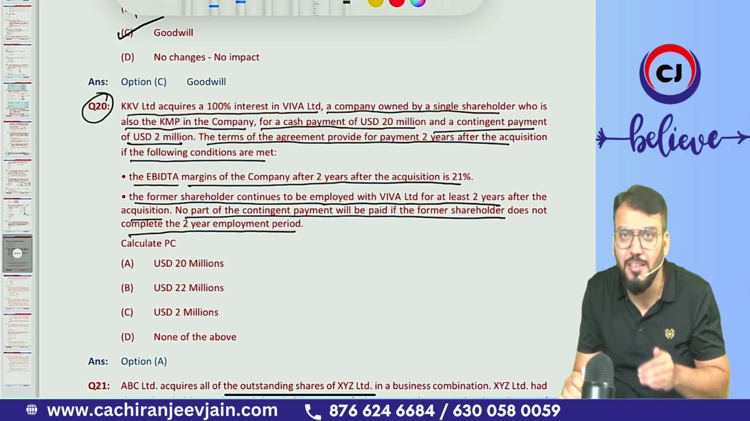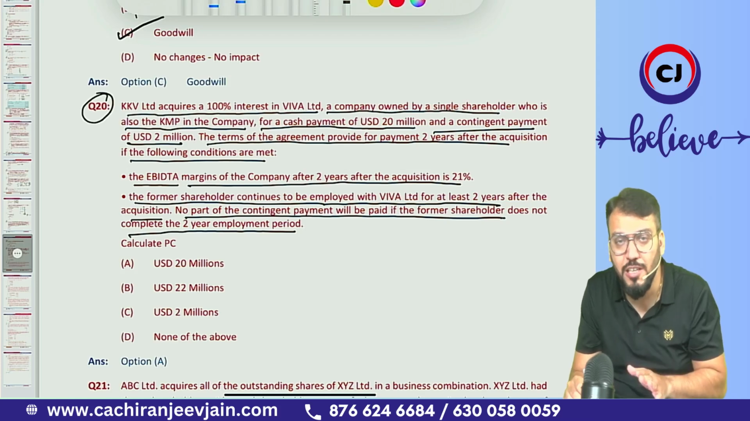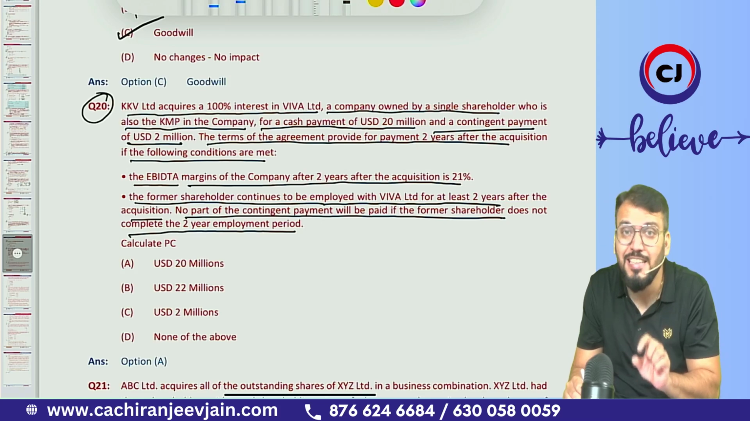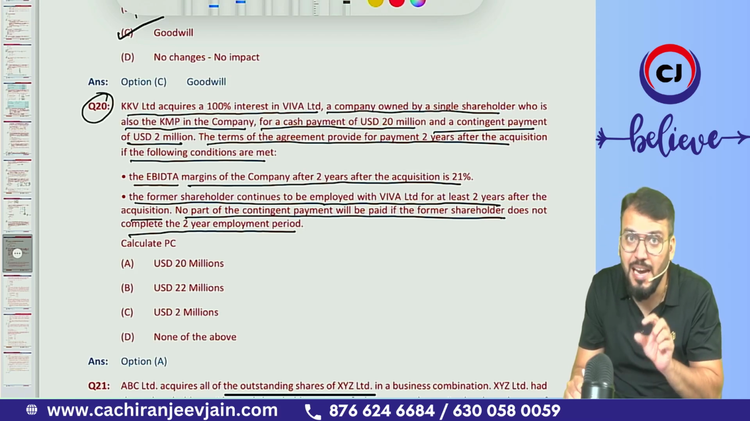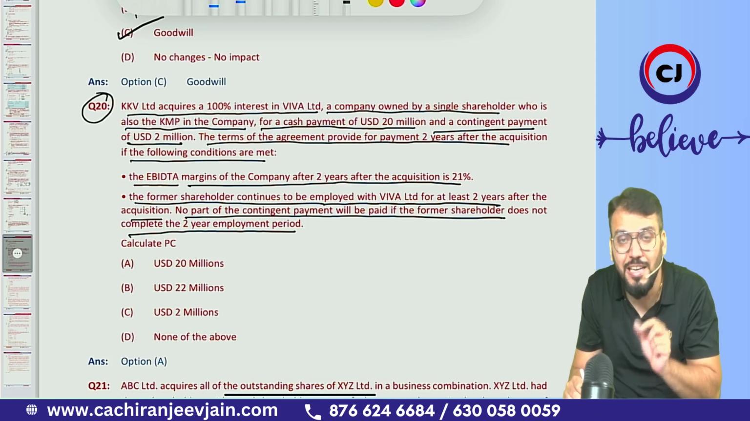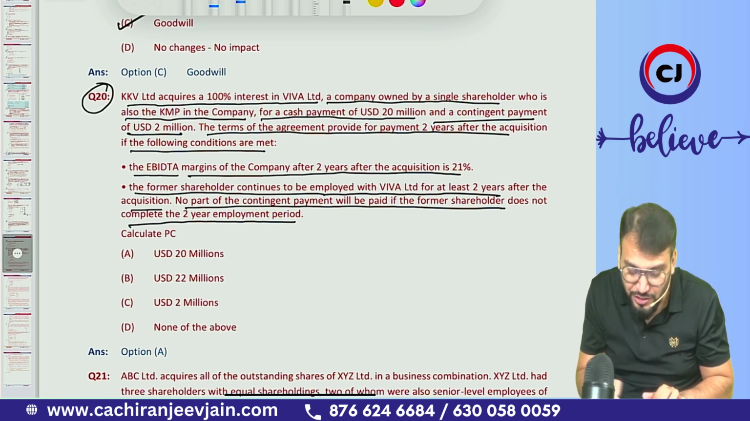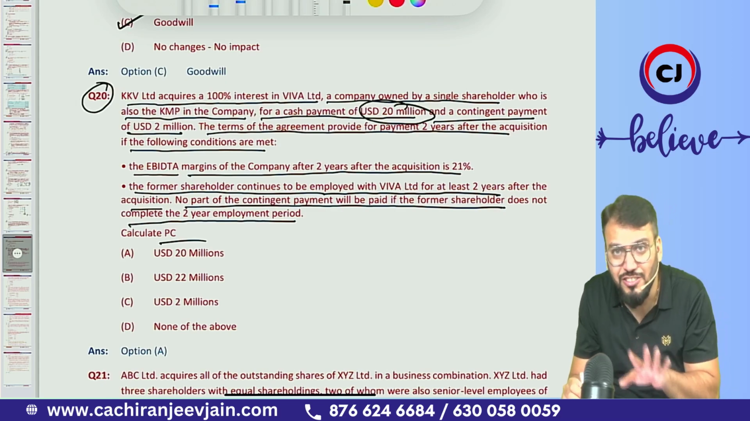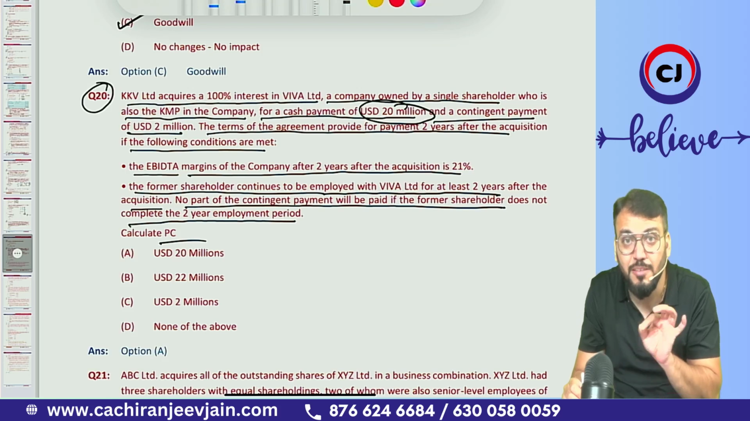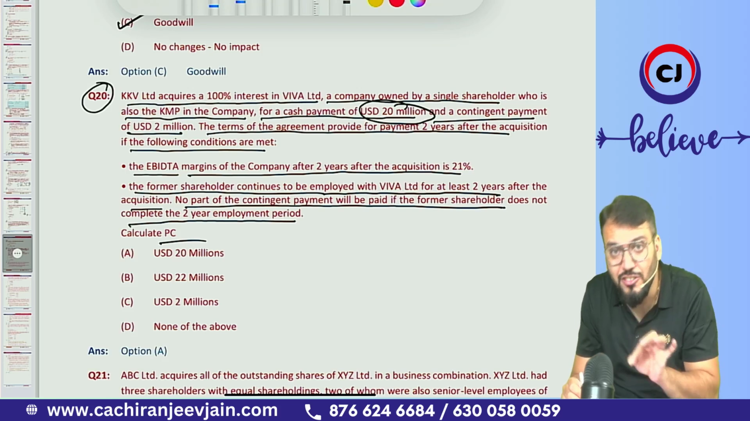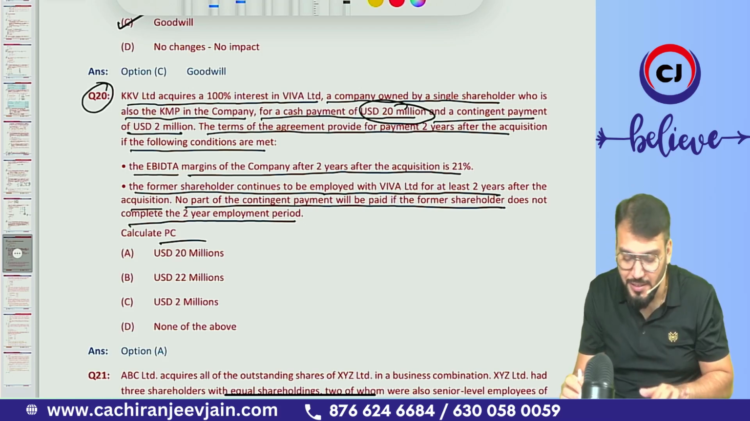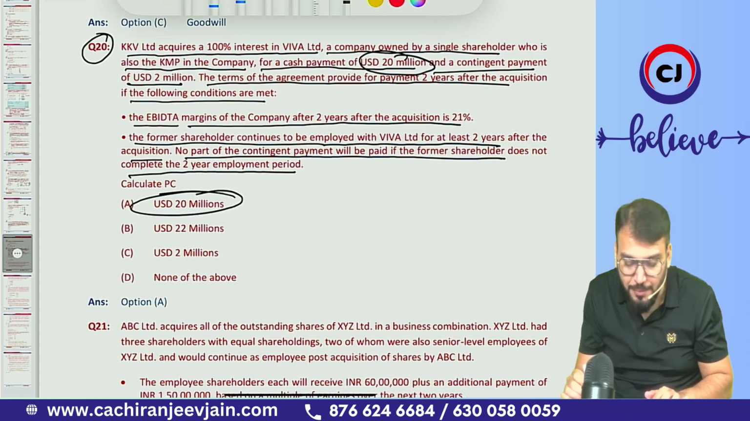No part of the contingent payment will be paid if the former shareholder does not complete the 2-year employment. This contingent payment is the amount payable to the employee shareholder which can be forfeited if the employee terminates. Therefore, it is paid in the capacity of employee, not in the capacity of owner. Therefore, it will not be included in the PC calculation. In this case, the PC will be only $20 million, and the fair value of contingent consideration will not be taken into consideration. Chalega? Yes, sir.